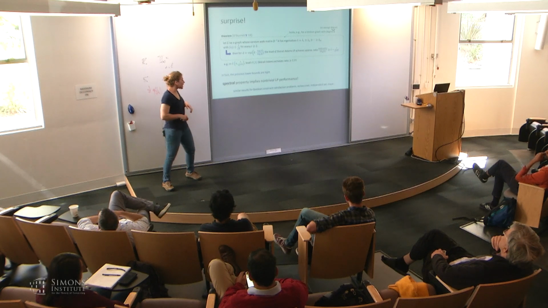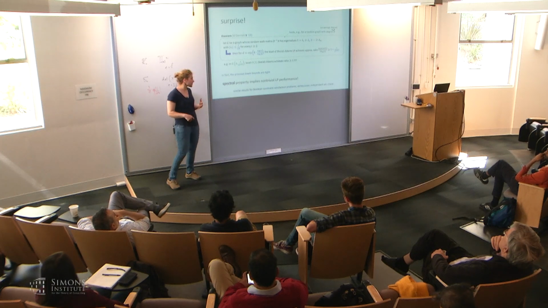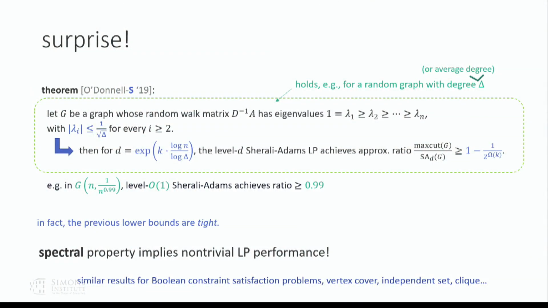Let me also say that this isn't only true for maxcut, so we can get similar results for Boolean constraint satisfaction problems, and also, this isn't in the write-up online, but with small modification, you can get similar results for vertex cover and independent set and clique. So it really seems like this is a more general phenomenon for optimization over the hypercube.